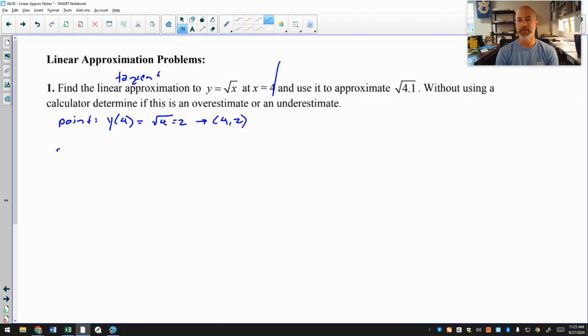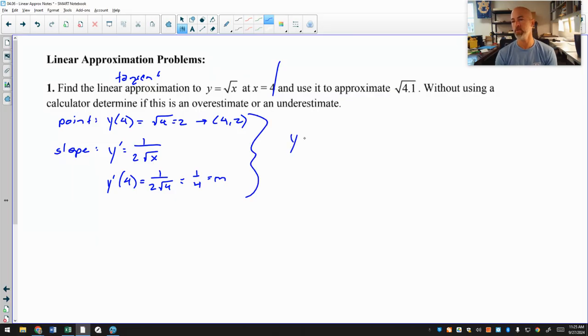The slope is found by the derivative, so I'm going to find y prime, and the derivative of square root of x is 1 over 2 root x. Then I need to find the slope specifically at 4. y prime of 4 would be 1 over 2 square root of 4, which ends up being 1/4. And so there's my slope. I'm going to roll those two into a linear equation, y minus 2 equals 1/4 times (x minus 4). So there is finding the linear approximation. That is the tangent line.